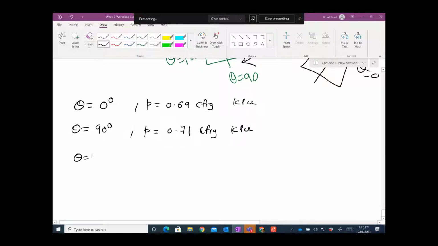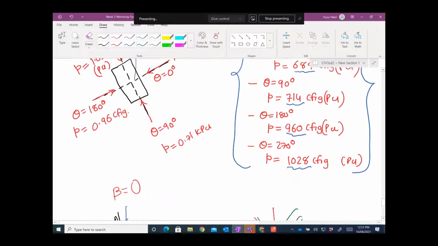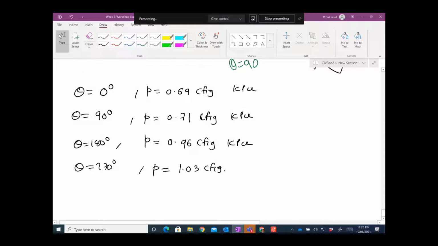When theta equal to 180 degree, pressure equal to 0.96 kilopascals, and theta equal to 270 degree, we have pressure equal to 1.03 kilopascals. Now we need to take it one by one. In the ideal world, we take theta equal to 0. Let's say wind coming from here.